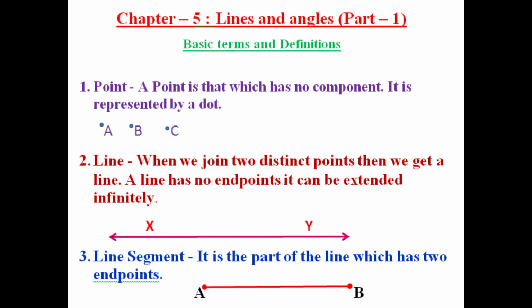Here you should not give any arrow mark. Clear? If you give an arrow mark, then it will be a line. So you have to give only two endpoints, then you join them. Clear? So it has two endpoints. Remember.